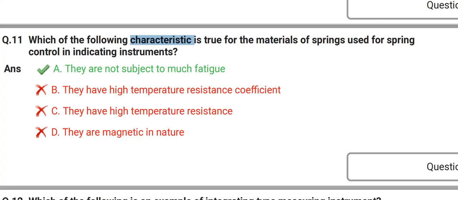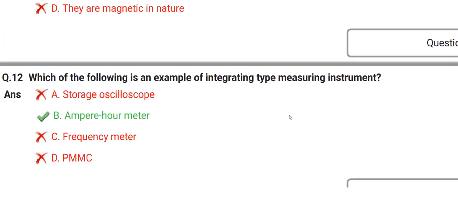fatigue. ठीक है, तो फर्स्ट ऑप्शन आप देख सकते हैं, दे आर नॉट सब्जेक्ट टू मच फैटिक, तो आपका यही एक राइट ऑप्शन दिख रहा है। सो ऑप्शन नंबर वन जो फैटिक की बात कर रहा है, फैटिक का और मतलब क्या होता है, बियरनेस, स्ट्रेस, ठीक है, स्ट्रेन, तो ये सब चीजें होती हैं, ये स्प्रिंग के अंदर अगर नहीं होती, सो दे आर नॉट सब्जेक्ट टू मच फैटिक। सो ऑप्शन नंबर वन इज अ राइट आंसर.